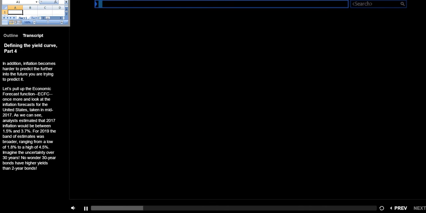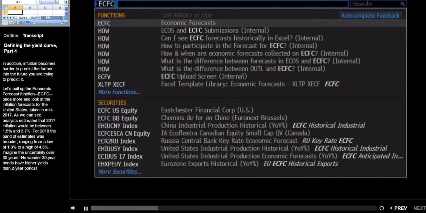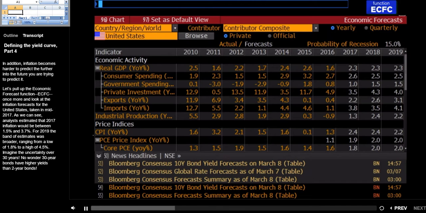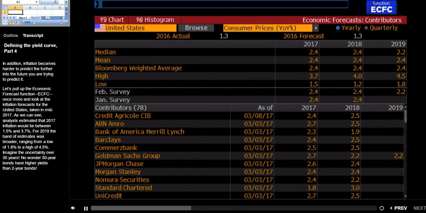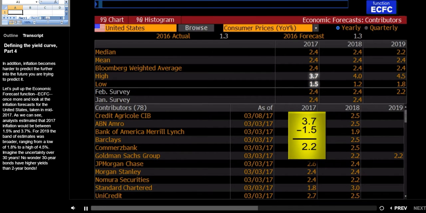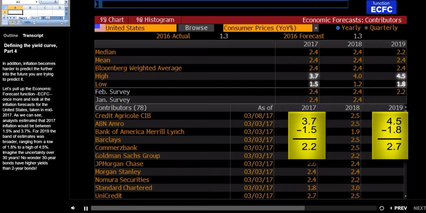Let's pull up the economic forecast function, ECFC, once more and look at the inflation forecast for the United States taken in mid-2017. As we can see, analysts estimated that 2017 inflation would be between 1.5% and 3.7%. For 2019, the band of estimates was broader, ranging from a low of 1.8% to a high of 4.5%. Imagine the uncertainty over 30 years. No wonder 30-year bonds have higher yields than 2-year bonds.